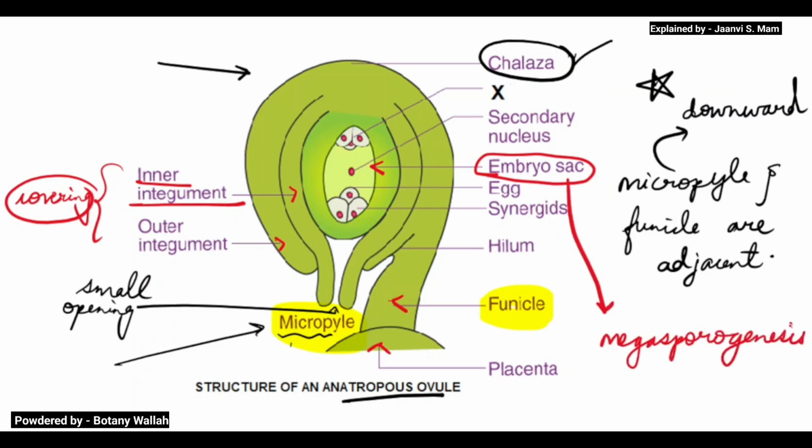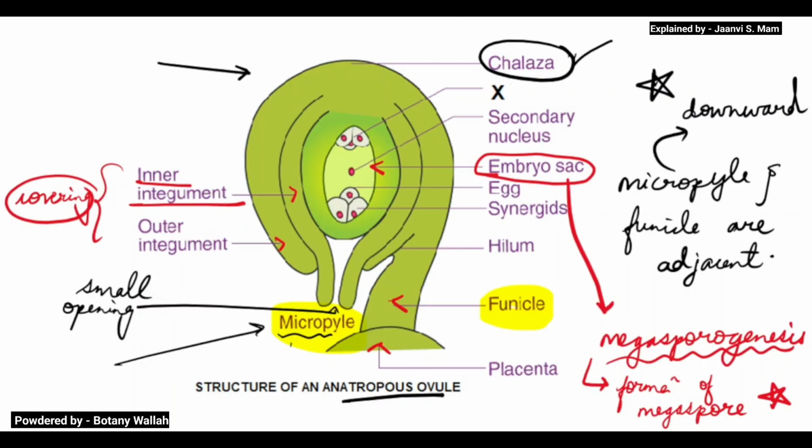Megasporogenesis occurs. Now what is megasporogenesis? Megasporogenesis means formation of megaspore. Okay, this is formation of megaspore. And this megaspore will later form the egg and different cells also.